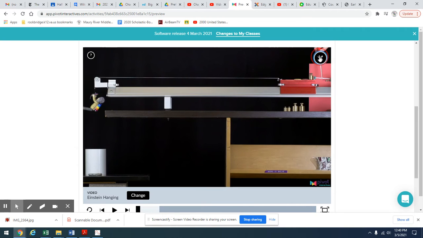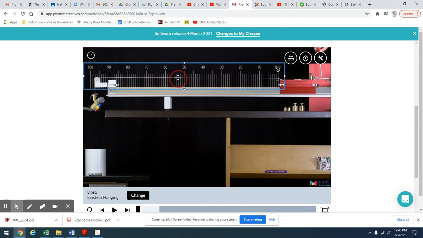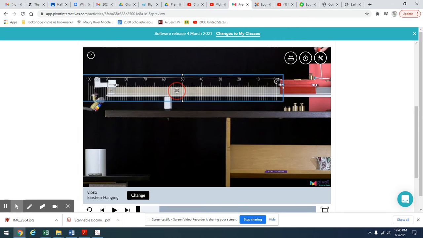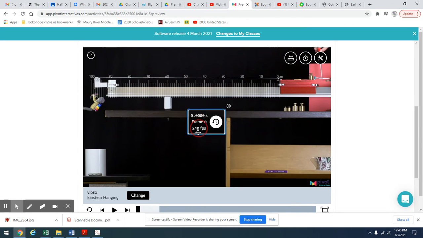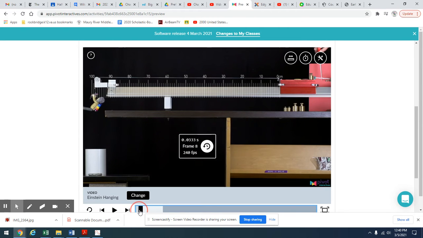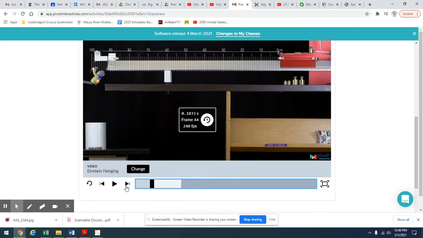Let's see, I'm going to need this. And let's see what will be an easy part to measure from. I guess it's just the very front edge of the cart. That looks pretty good right there. And I need a stopwatch. And I'm going to need to advance this. Oh, that's pretty early in the video. Let's see if we can get it just where we want.